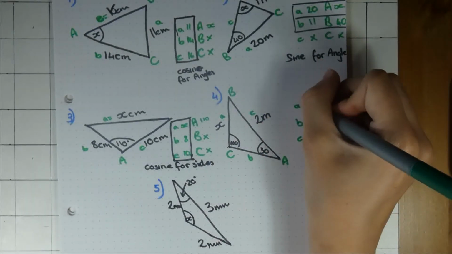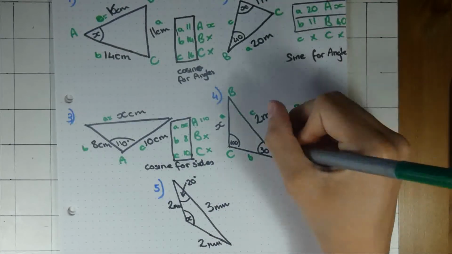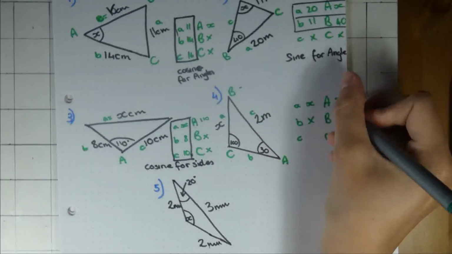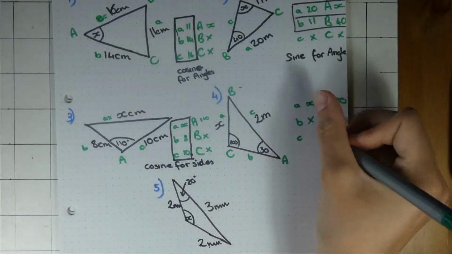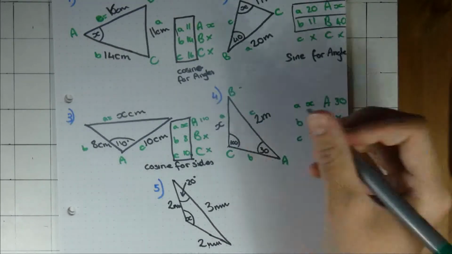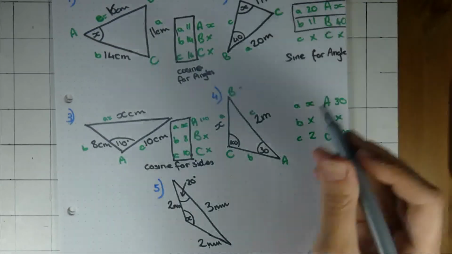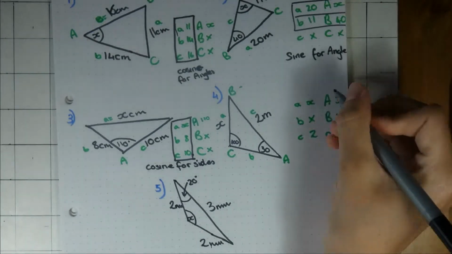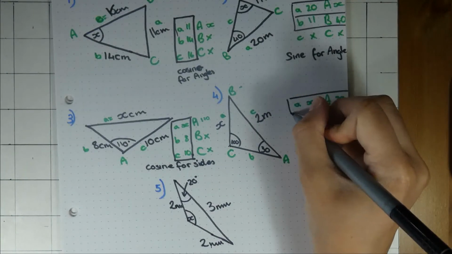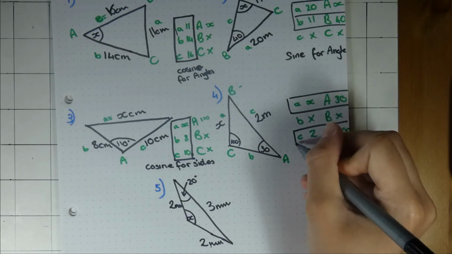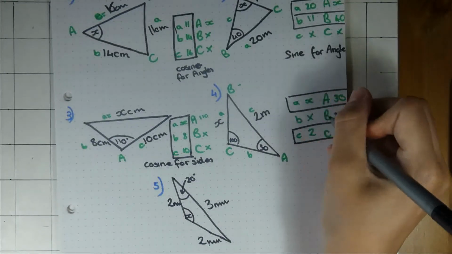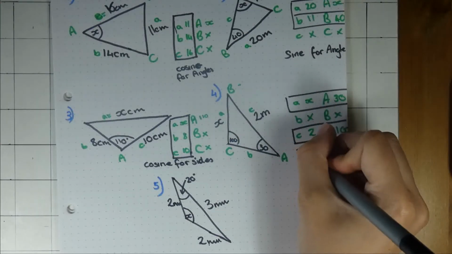Put your information in. Little a is X, big A is 30, little b we don't have, big B we don't have, little c is 2, big C is 100. So we don't have that column, so you already know we're not using the cosine rule. But we have 1 and we have 2. So that tells us we've got the 2 pairs of data. So we're going to be using the sine rule.